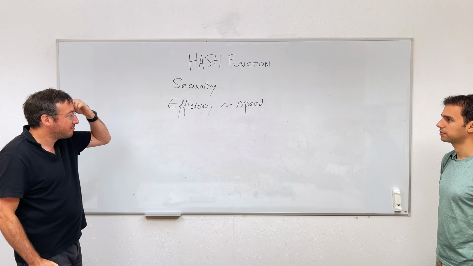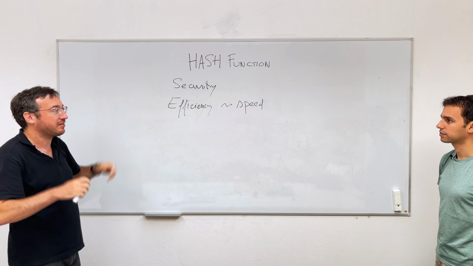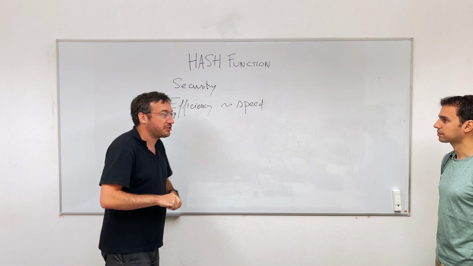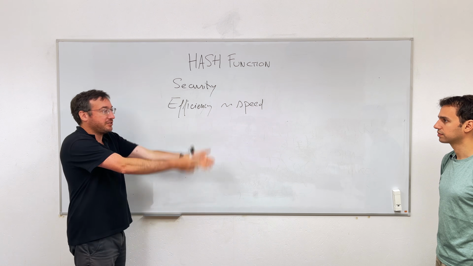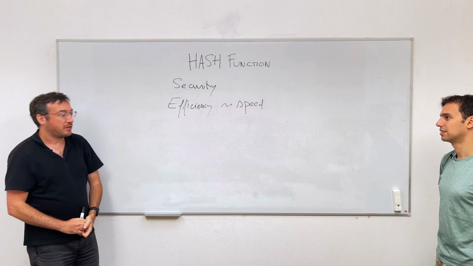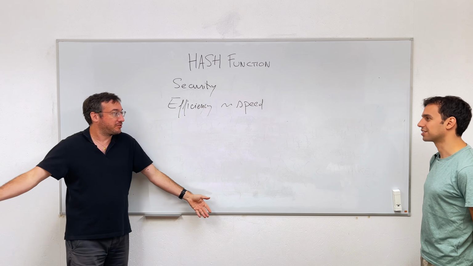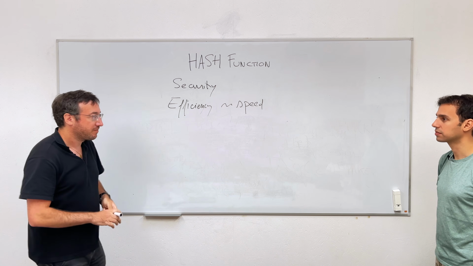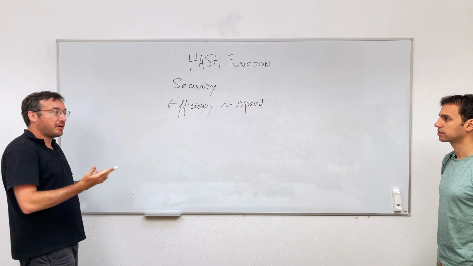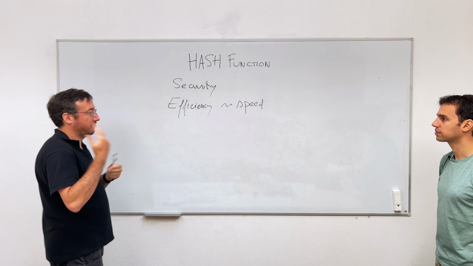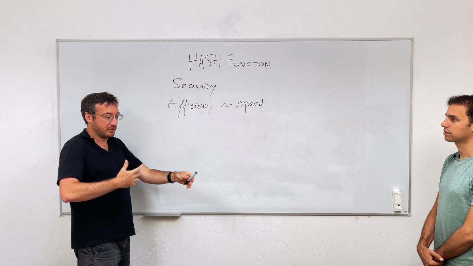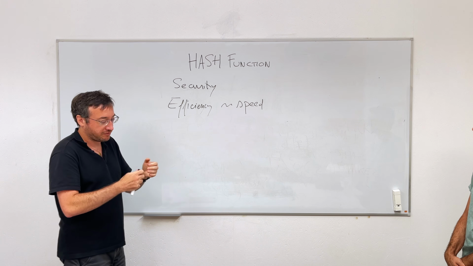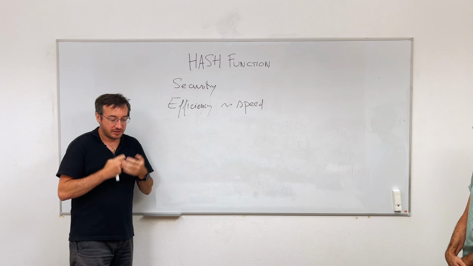Now speed can mean more things than that. Speed for what? Do you hash a lot of small messages? Do you hash one huge message, or many huge messages? Because the speed might be different. For example, a few years ago we designed a small hash function that was called Zip Hash, which was really optimized for small messages. That's the first thing you consider.